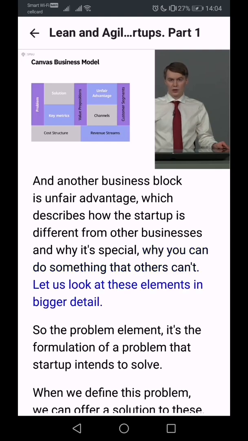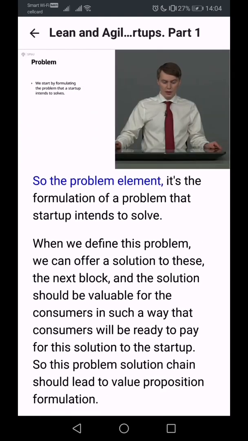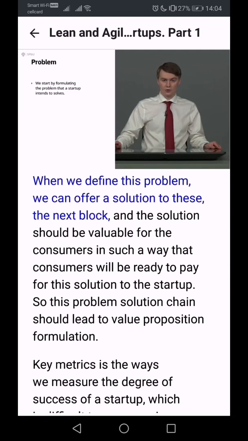Let us look at these elements in bigger detail. So the problem element is the formulation of a problem that a startup intends to solve. When we define this problem, we can offer a solution to this in the next block, and this solution should be valuable for the consumers in such a way that consumers will be ready to pay for this solution to the startup. So this problem-solution chain should lead to value proposition formulation.